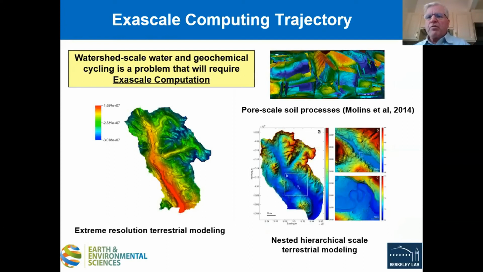You can take it all the way from the pore scale, like in the upper right there, to the so-called nested hierarchical scale terrestrial modeling shown on the lower right there. You've got a big watershed that's, say, 10 kilometers on a side, but even that watershed, in addition to the soil, is affected by hot spots that may be on the scale of 10 to 100 meters. And you can see in the very lower right there, a single meander within the stream system.